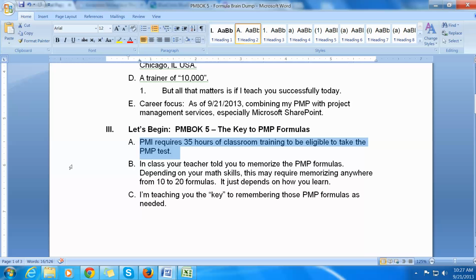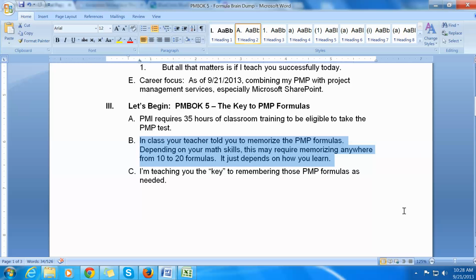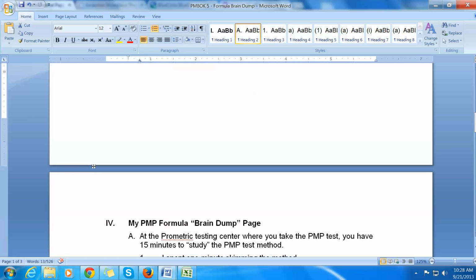Well, as you know, the Project Management Institute requires 35 hours of classroom training to be eligible to take the PMP test. Now, in class, your teacher told you to memorize PMP formulas. Depending on your math skills, this may require memorizing anywhere from 10 to 20 formulas. It just depends on how you learn. I'm not doing all that today. I'm just teaching you the key to remembering many of these PMP formulas.